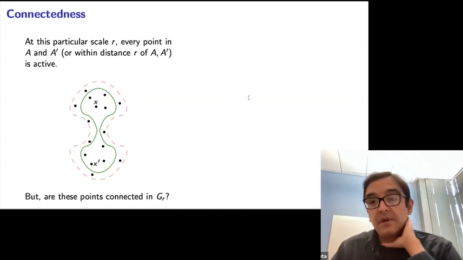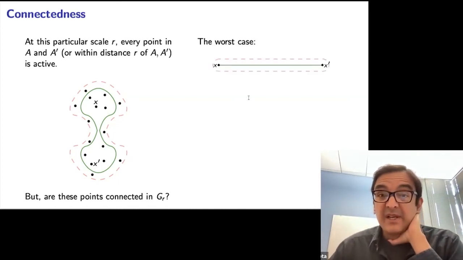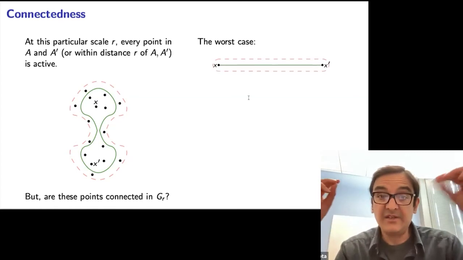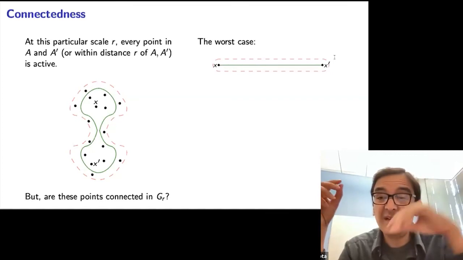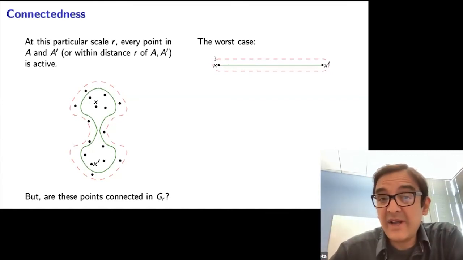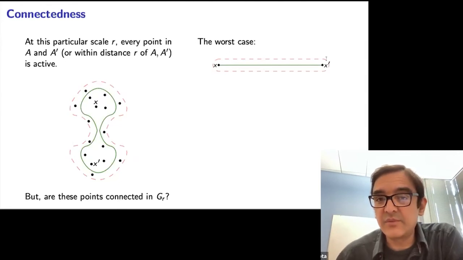Okay. Now, the worst case is when the cluster actually just looks like a thin tube. And we have X at one end and X prime at the other end. And somehow we have to find a path from X to X prime. And the cluster is so thin that essentially the path is going to have to use points in the buffer zone. Okay, so we're going to have to find some path in the buffer zone that goes between these two.